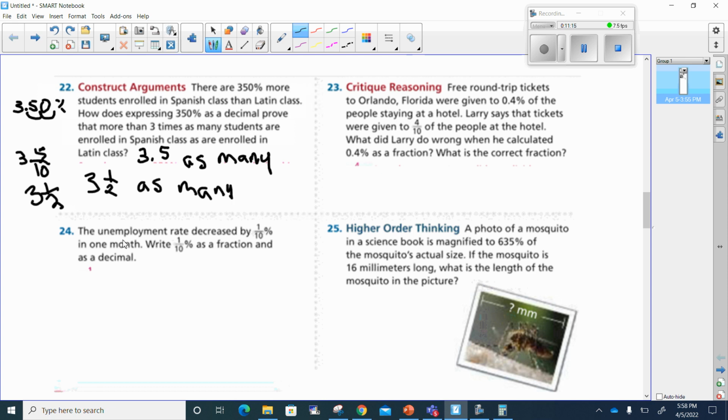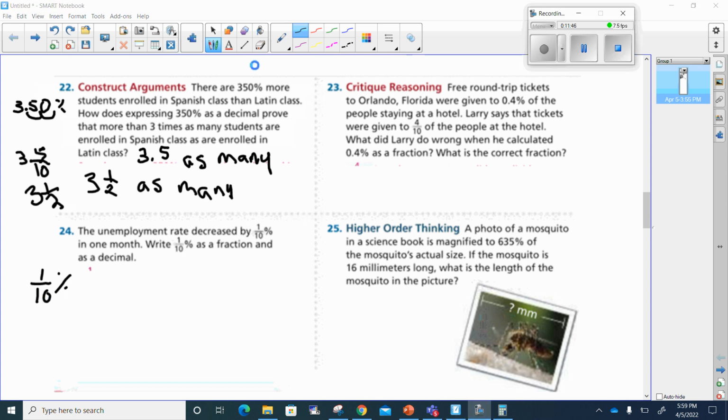Let's go to number 24. The unemployment rate decreased by 0.1% in 1 month. Write 0.1% as a fraction and a decimal. So if I have 1 over 10%, how am I going to turn this into a decimal and a fraction? This time they give us a fraction, really, right? And as a percent. So we're going to have to really think outside the box on this.